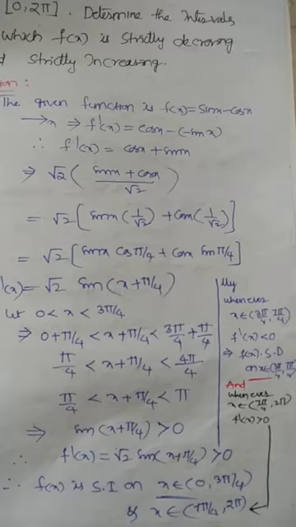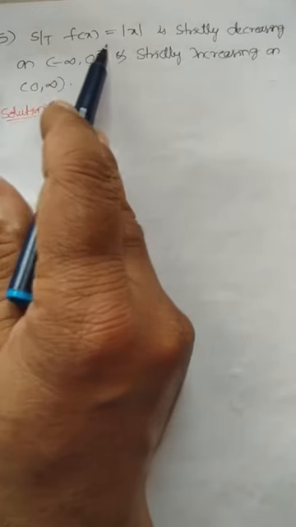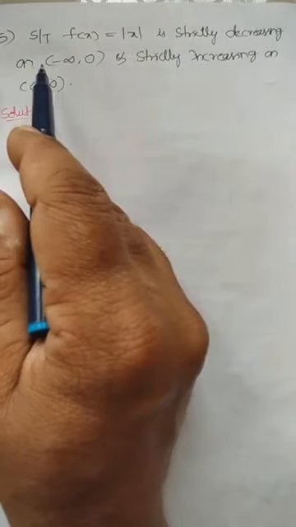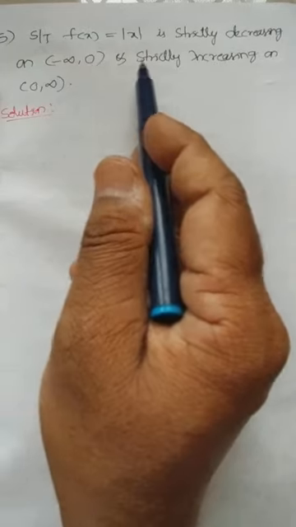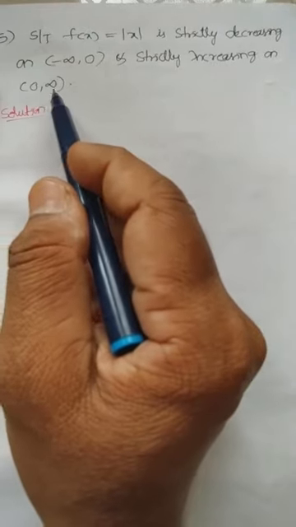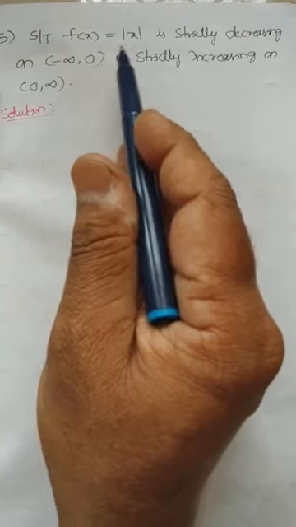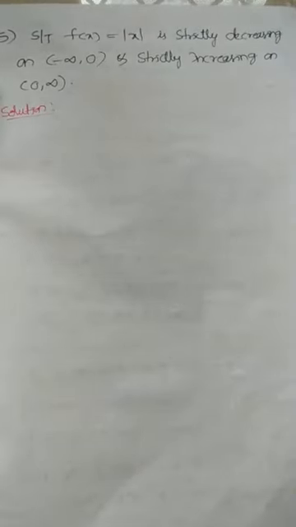Okay, now the next problem. We have to show that the given function f of x is equal to mod x is strictly decreasing on the interval minus infinity comma 0 and strictly increasing on 0 to infinity. So we will solve this problem by the definition of the mod x function. The definition of the mod x function gives clarity about where the function is increasing and where it is decreasing.